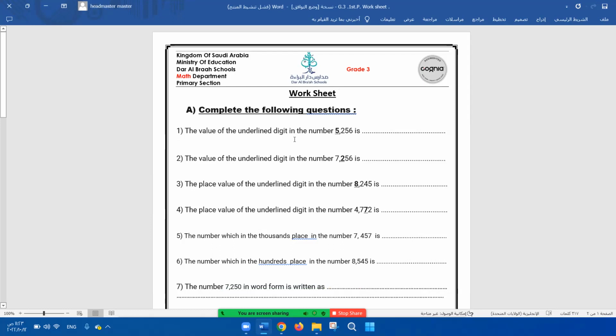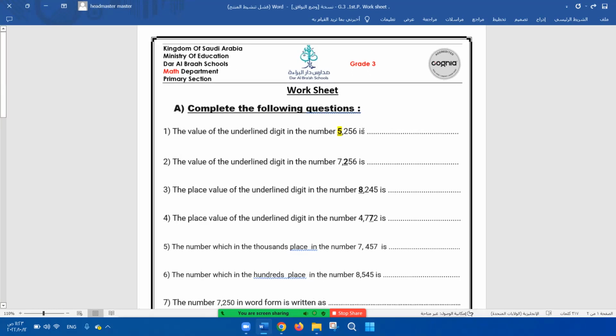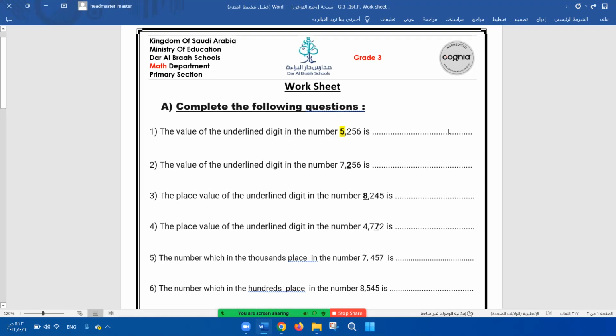The value of the underlined digit in the number 5256. The underlined digit here, you can see it's 5. Like here, this 5, its value equals 5000. Okay, so we write here 5000 in digits. In that place, we write 5000 like that. That's the answer of question 1.